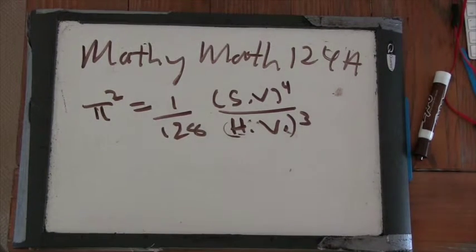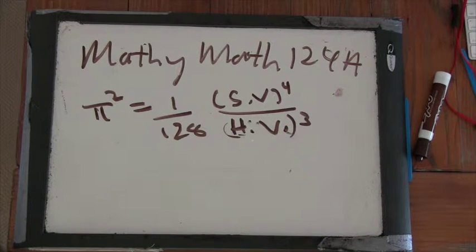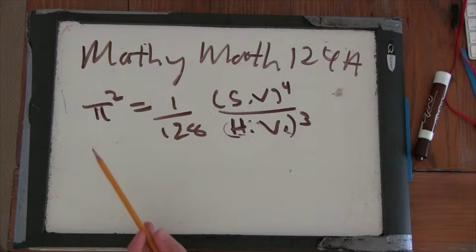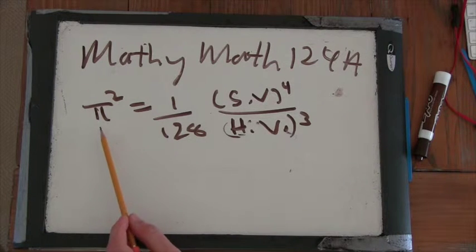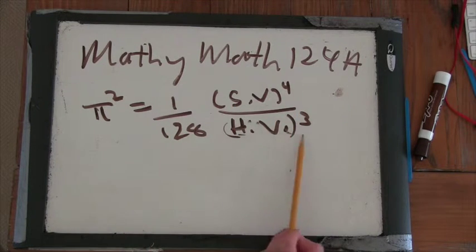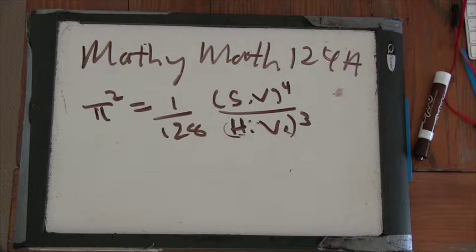This is going to be our third in the series, looking at Patrick Honnor's pi day exercise in 4 dimensions. Yesterday we derived this really cool formula for 4-dimensional objects: pi squared is 1 over 128 times the surface volume to the fourth divided by the hypervolume cubed. Today I wanted to look at 3 shapes: the 5-cell, the 8-cell, and the 16-cell.